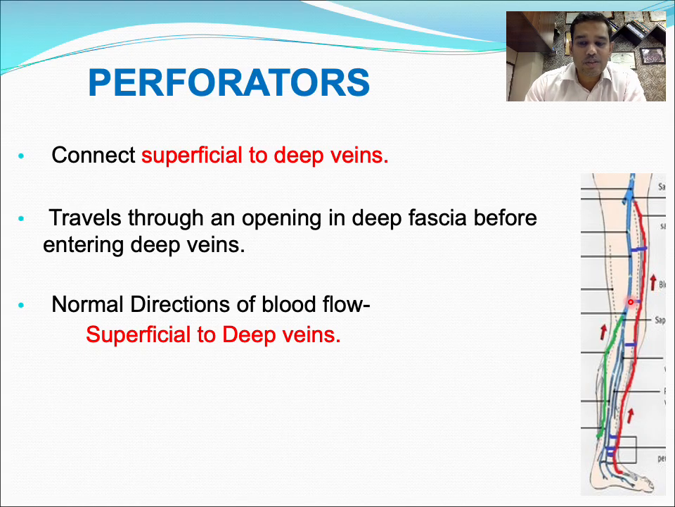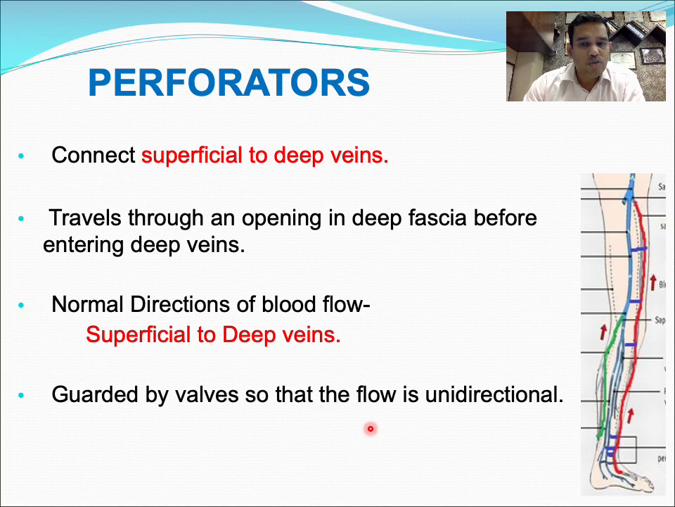So the blood will normally travel from the superficial venous system towards the deep venous system. But in a case of varicose veins, this physiology is reversed. Now the blood has started going from the deep venous system towards the superficial venous system because of incompetent perforators. These perforators are usually guarded by valves that are unidirectional. That is, they allow flow from the superficial to the deep system.